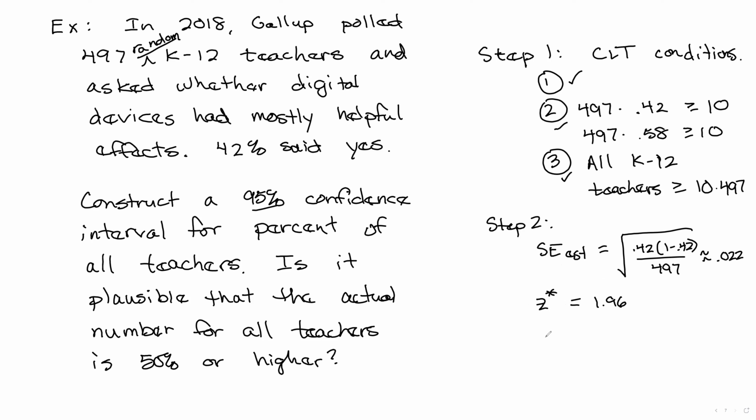We've got z star, and the last thing we need is p hat. That's from our sample, that's 0.42. And now from here, you just put them all together. We've got p hat plus or minus z star times the SE estimate. So p hat, 0.42, plus or minus 1.96 times 0.022. And then from there, you just have to simplify it.